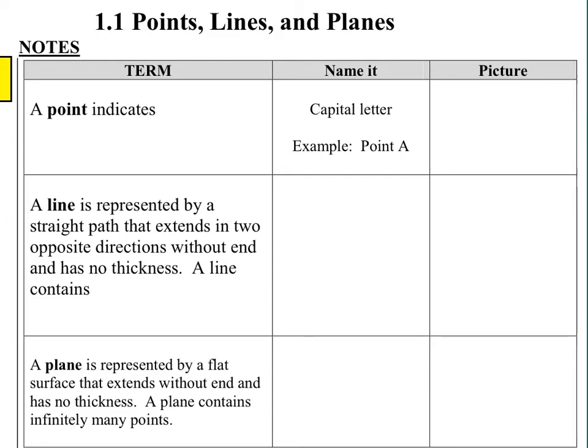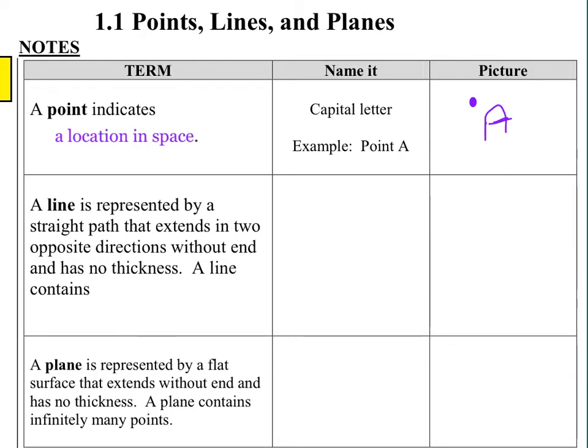All a point indicates is a location in space. A point is just kind of like a dot that's hanging out. We represent a point with a capital letter. Here you can see in our little picture that we have point A. Typically we just use regular old capital letters for points.